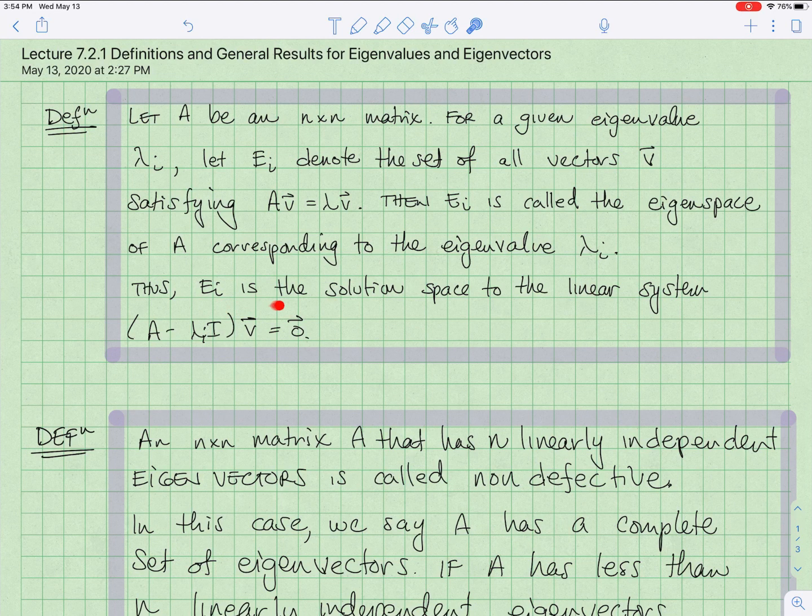Thus, E sub I is the solution space to the linear system A minus lambda I times V equals 0 for a very specific I. So what does that mean? It just means that if you take a collection of eigenvectors that are associated with lambda I together with the 0 vector, they will generate a vector space, and we call that an eigenspace.